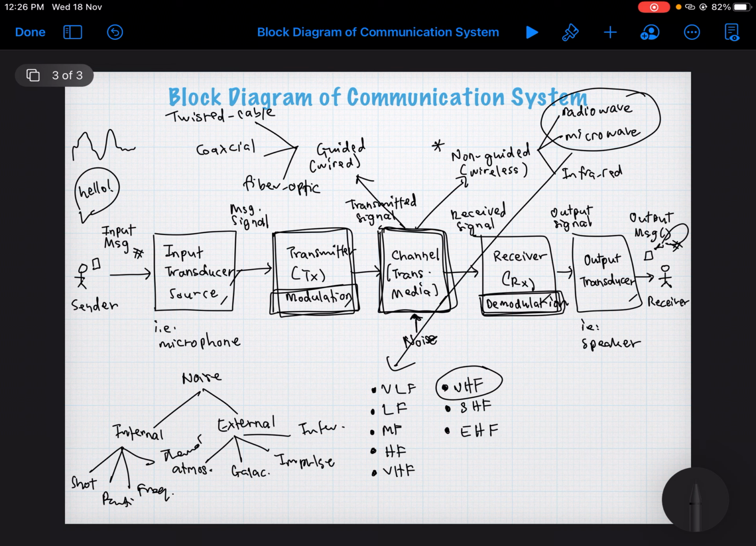So basically this is the block diagram of communication system. Thank you.